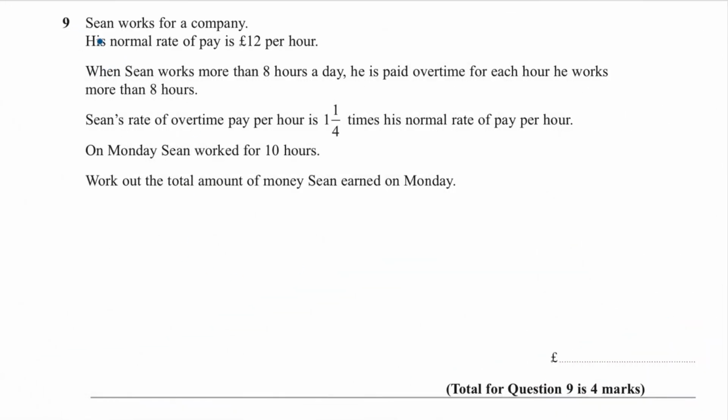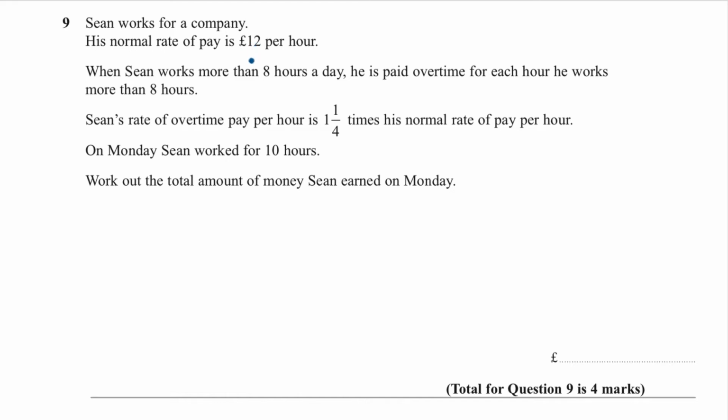Question 9. Sean works for a company. His normal rate of pay is £12 per hour. When Sean works more than 8 hours a day, he's paid overtime for each hour he works more than 8 hours. Sean's rate of overtime pay per hour is 1.25 times his normal rate of pay per hour. On Monday, Sean worked for 10 hours. Work out the total amount of money Sean earned on Monday.